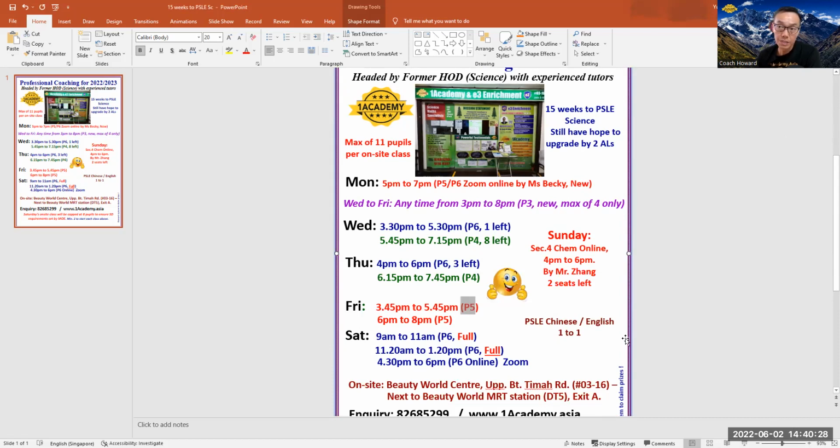Because in the PSLE test content, up to 65% of the content is from P3 to P5. So if I can help them to master P3 to P5, they already secure 65%, which is really a pass in the exam, and they need to master the remaining 35%, which is P6 content. So there's still hope for parents who enroll your child, be it my on-site class or my online class.